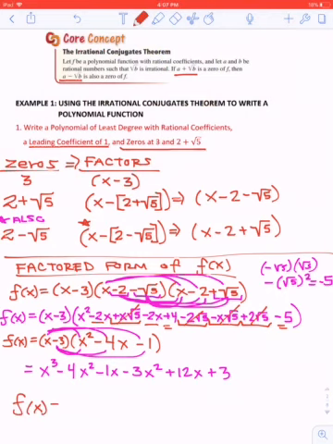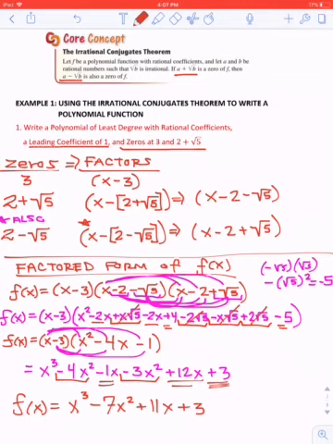So f of x equals, alright, I have an x cubed. Here are my squares, so negative 7x squared. Here are my x's, so plus 11x, and my whole number of 3.